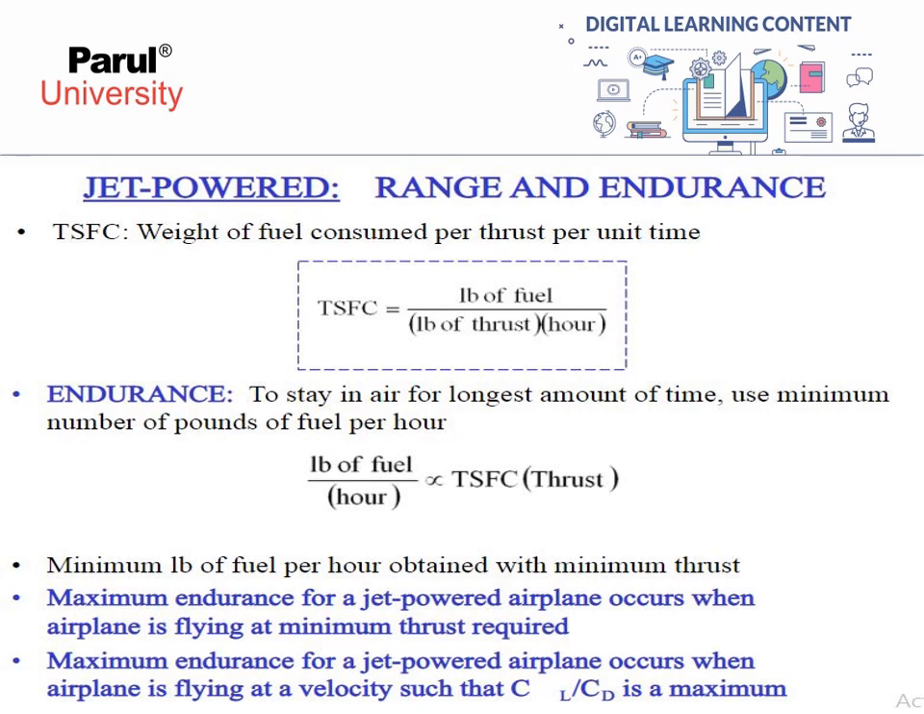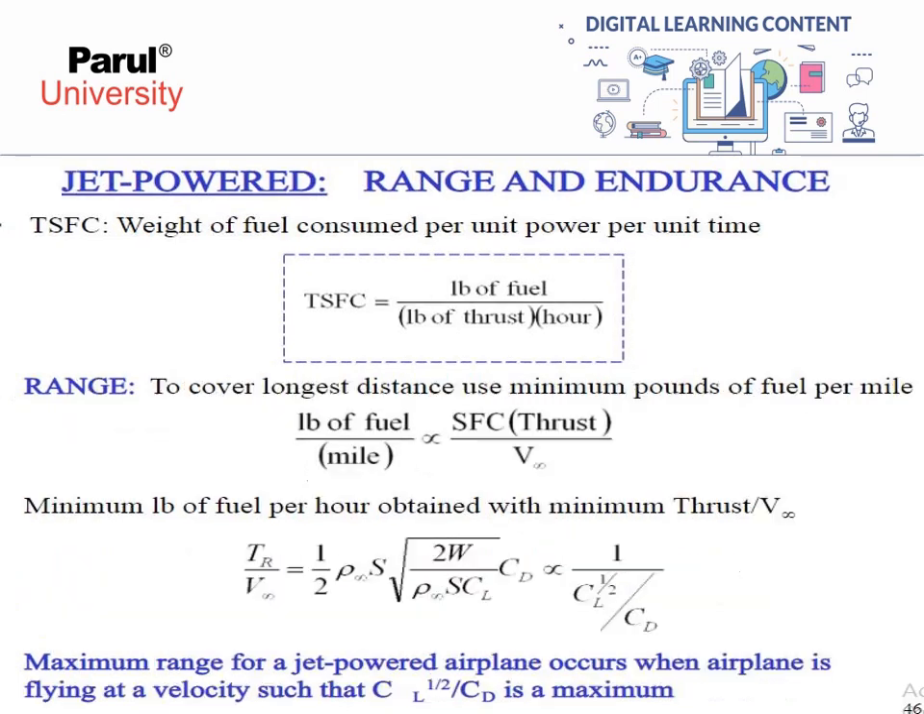Maximum endurance for a jet powered aeroplane occurs when the aeroplane is flying at a velocity such that CL by CD is maximum. Then for jet engines, TSFC is the weight of the fuel consumed per unit thrust per unit time, and TSFC is equal to lb of fuel upon lb of thrust into hours. Range is to cover the longest distance, so use minimum pounds of fuel per mile. Means lb of fuel per mile is directly proportional to TSFC into thrust upon V infinity.